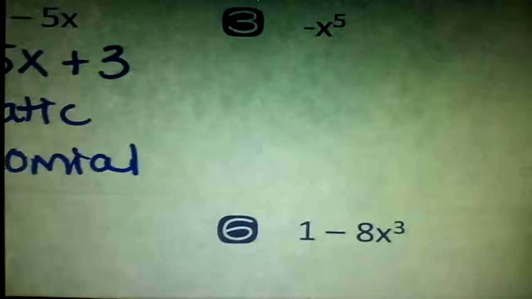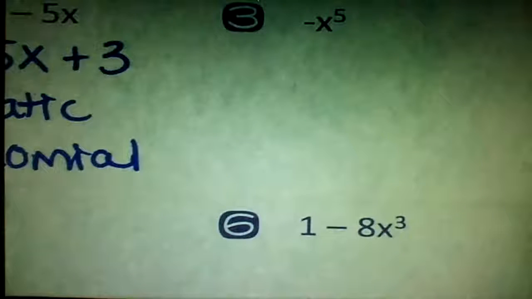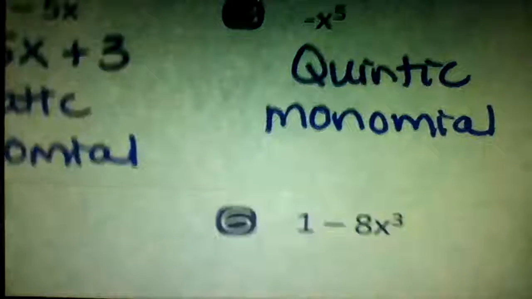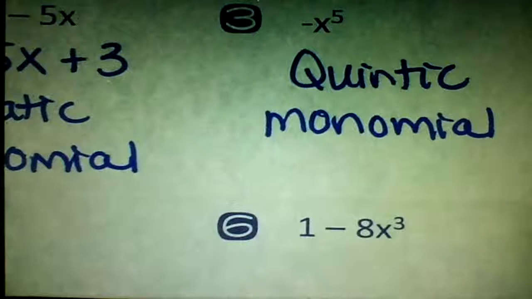Negative x to the 5th. Polynomial, binomial, monomial? Okay, so I agree, Sabi said this is a monomial. What type of not monomial? Quintic. Yep. This is a quintic. It has a degree of 5. It's a monomial. It is 1 term. The degree of 5 tells you it's a quintic. Okay.